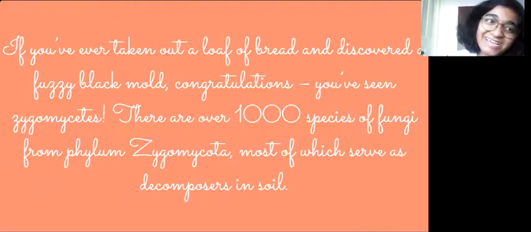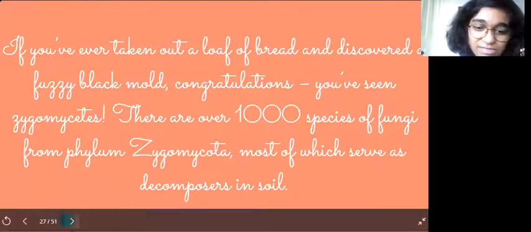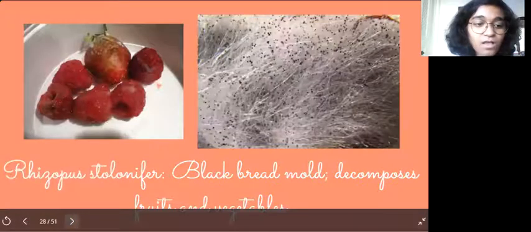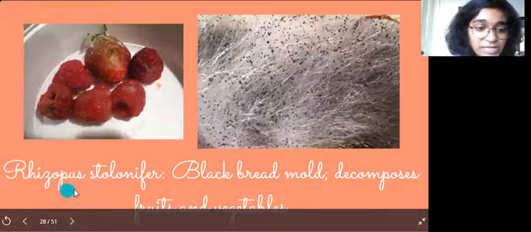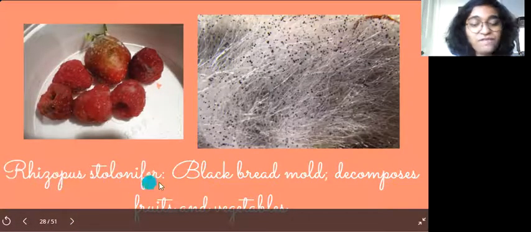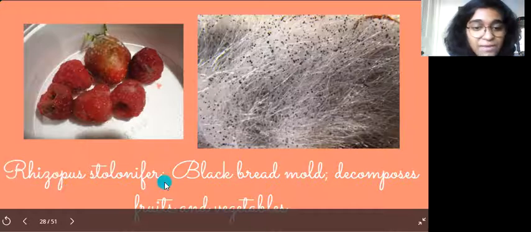I have seen it in the CBSE board. So let's see the next picture. The Rhizopus stolonifer, the black bread mold, decomposes fruits and vegetables.